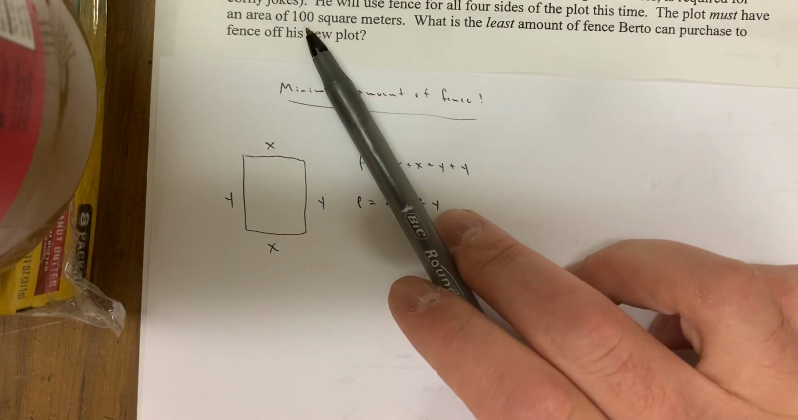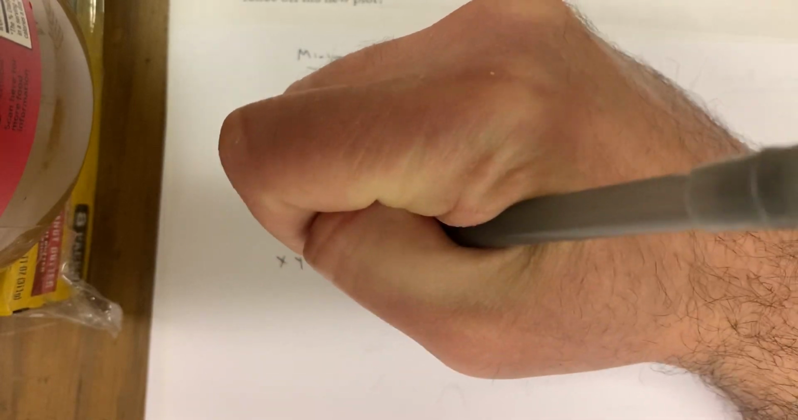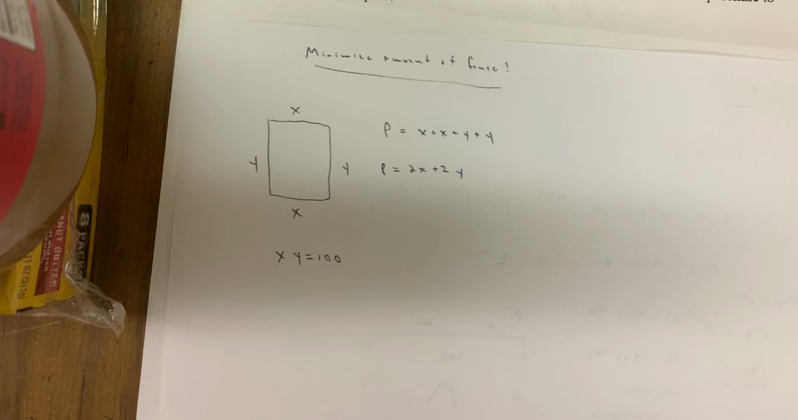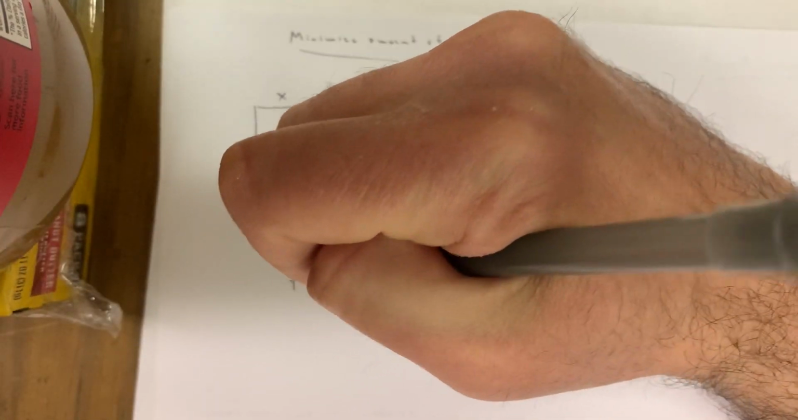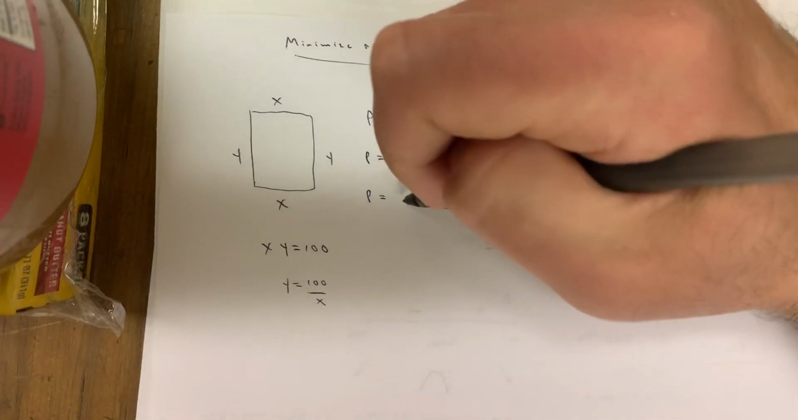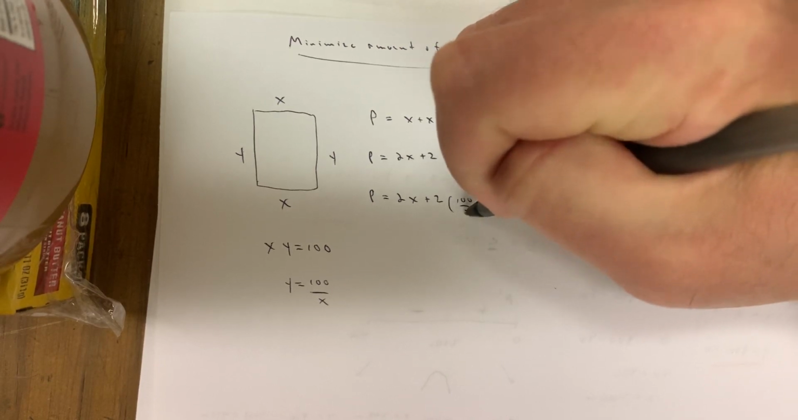And they told me the area had to be 100 square meters. And I know if I do X times Y here, that gives me that area of 100. So now I could solve for X or I could solve for Y. I'll solve for Y just because we're used to doing stuff like that. Okay, Y is 100 over X. That's a relationship that's always true. So let's take out the Y here, replace it with 100 over X.